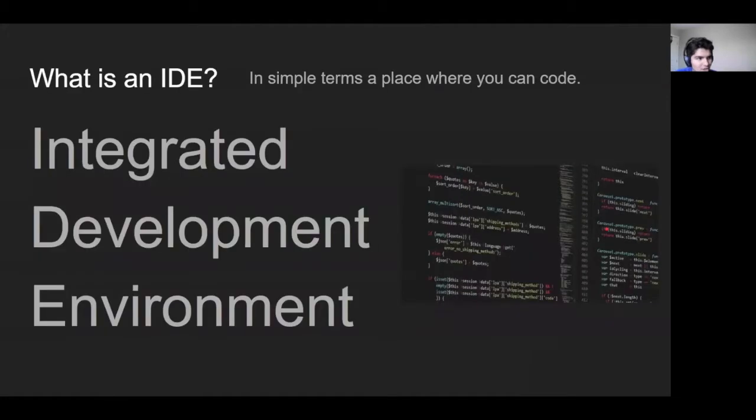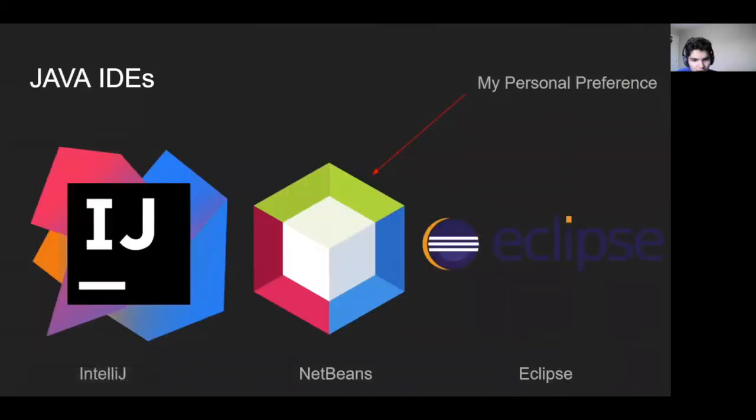Next, we're going to talk about some IDEs. So what is an IDE? In simple terms, it's a place where you can code, but its official definition is Integrated Development Environment, IDE. Here are some Java IDEs that are pretty famous: IntelliJ, NetBeans, and Eclipse.